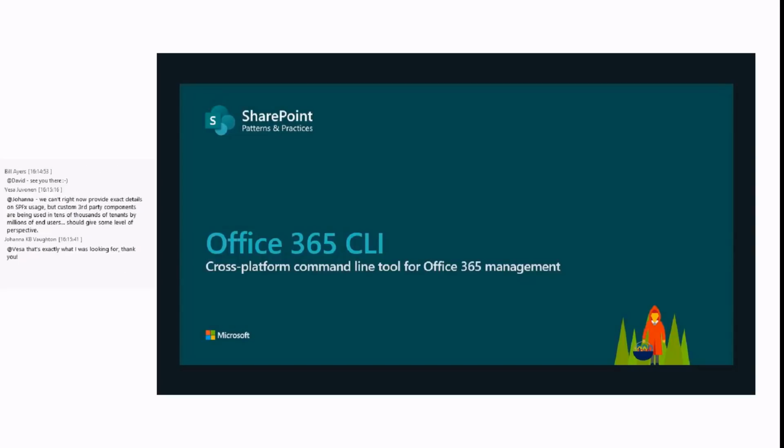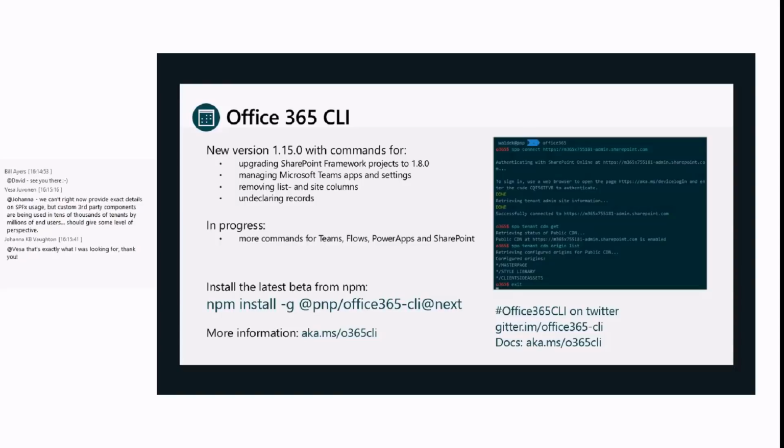Office 365 CLI updates. We've got a new version 1.15.0 with commands for upgrading the SharePoint Framework projects to 1.8, which is the latest SharePoint Framework release, as well as managing the Teams apps and settings, removing lists and site columns, and then undeclaring records. In progress, we've got a bunch more commands: Teams, Flow, Power Apps, and SharePoint. And if you need to install it, there's the command line there.